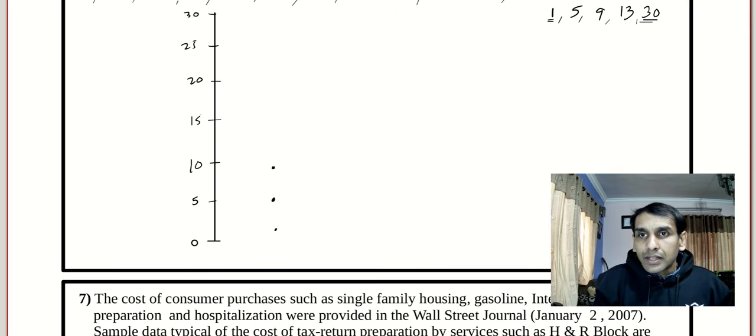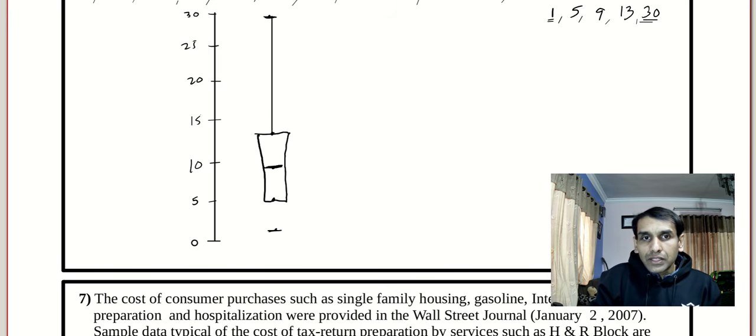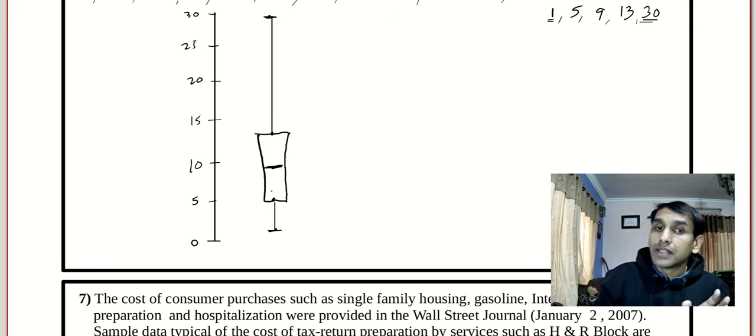So the first value 1 is somewhere here, 5 is over here, where is 9? Yeah, here, and 13 is right over here, and 30. When you do this in exam, use a scale and pencil. Anyway, make a box with Q1 and Q3, and separate it with Q2. See, that's it.